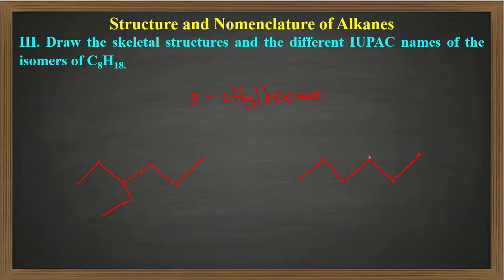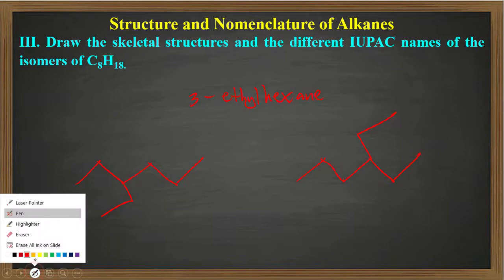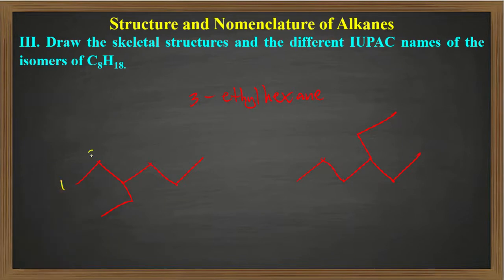And then we have another ethyl there. So regardless, 1, 2, 3, 4, 5, 6. They are the same. They have the same name, no? 3-ethyl hexane. Okay? Depende kung asa nimo ibutang imong carbon number 1.